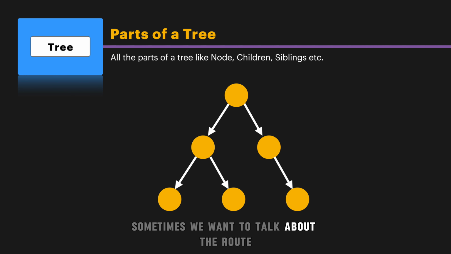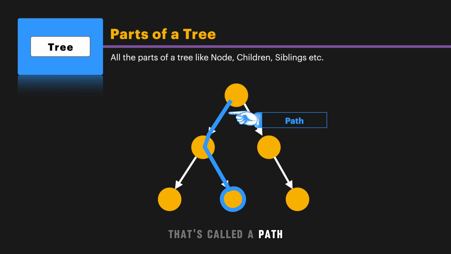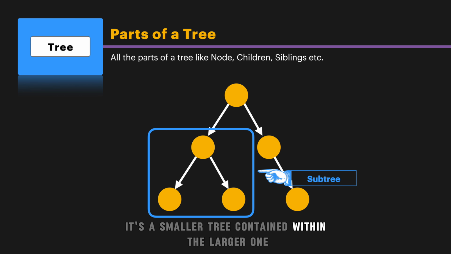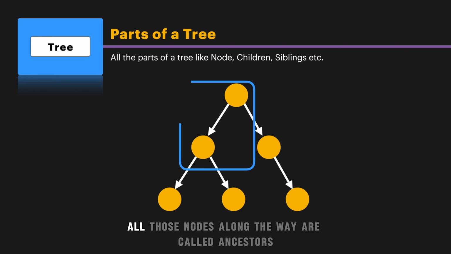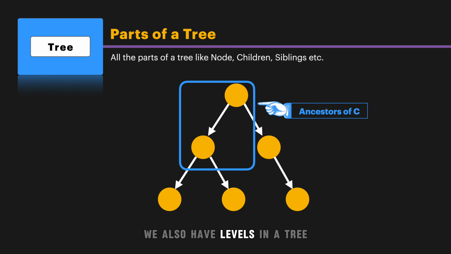Sometimes, we want to talk about the route we take to get from one node to another. That's called a path. It's like following a series of branches and nodes to get to our destination. A subtree is like taking a section of our tree, it's a smaller tree contained within the larger one. Now, imagine tracing back from a node up to the root. All those nodes along the way are called ancestors. It's like looking at the family tree of a node. We also have levels in a tree.